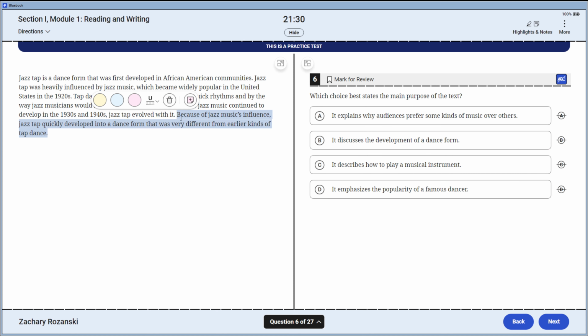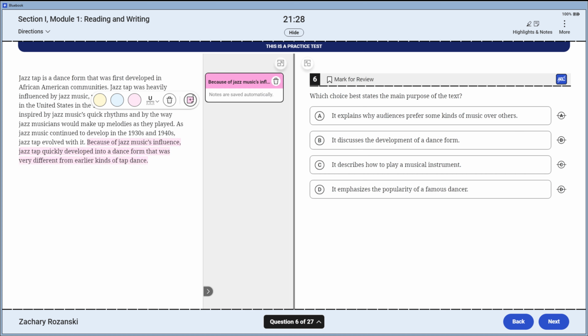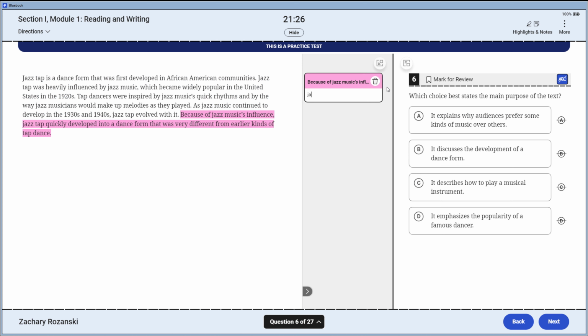I'm going to start with the end and work backwards so I don't get confused by anything. Jazz influenced jazz tap, and in its change, jazz tap changed a bunch. So now I'm going to go back a sentence. As jazz music continued to develop, both jazz and jazz tap evolved. I'll go back another sentence. This seems to be a focus on these two things and their interaction with each other.